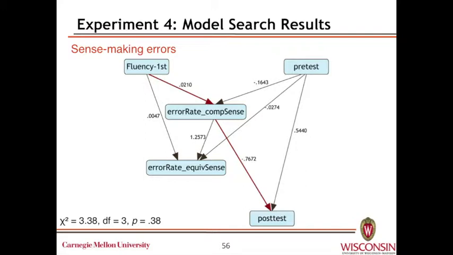But yeah, so students in the fluency first condition had an increase in errors that they made on the sense-making problems, which explained their worse performance compared to the sense-making first condition on the post-test.